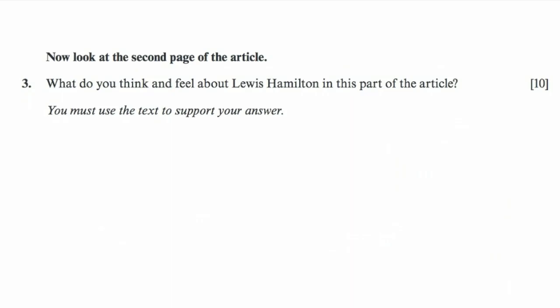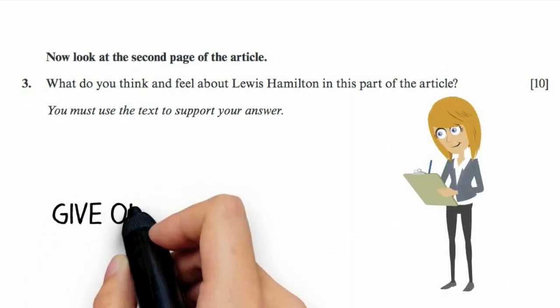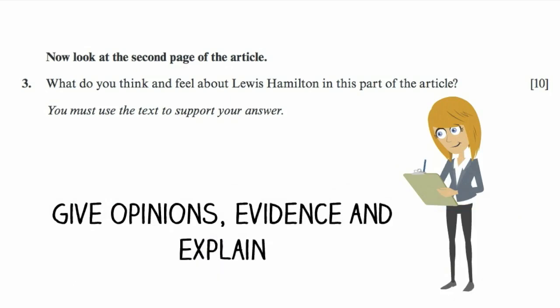You then have to look at the second page of the article, and it says, what do you think and feel about Lewis Hamilton in this part of the article? Again, you get that reminder to use the text to support your answer. But this really is asking for you to make inference, to give opinions about the text. And that's always supported opinions. So you're giving those opinions, but you are also finding evidence to back them up and explain. And as long as you can justify what you think, you should be able to pick up marks for this question.